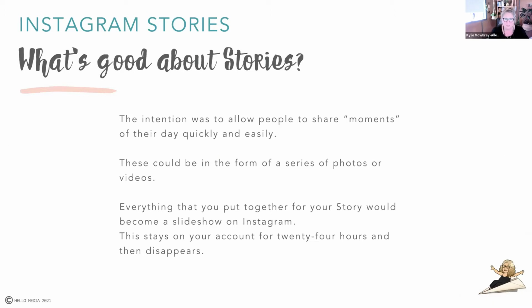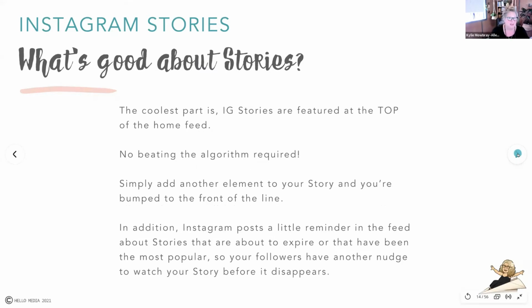So what's good about stories? Well, the intention was to allow people to share moments of their day quickly and easily. These could be in the form of a series of photos or videos, and everything that you put together for your story would become a slideshow on Instagram. And this stays on your account for 24 hours. And then, as I said before, it disappears. The coolest part is that Instagram stories are featured at the top of the home feed. So you don't have to try and beat the algorithm. They're up there already. And also it's very, very clear if you've looked at someone's story or not, because there's a lovely pinky, orangey circle around the story if you haven't seen it.